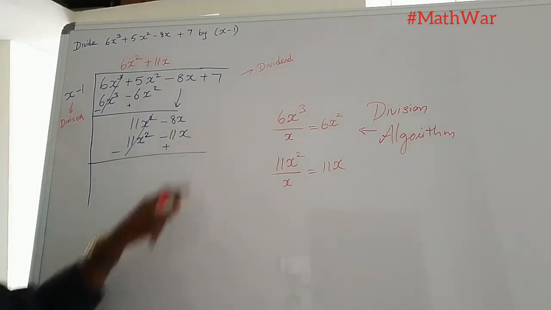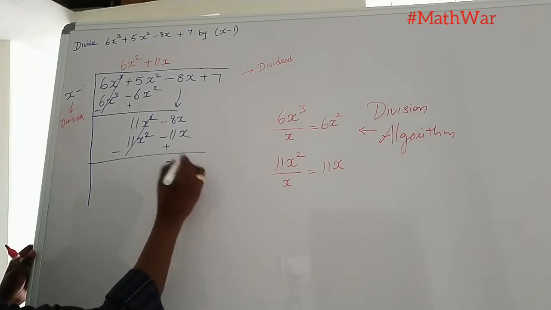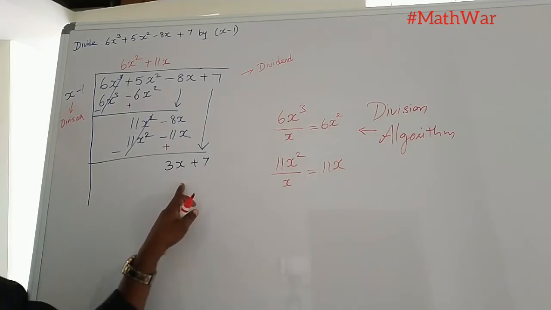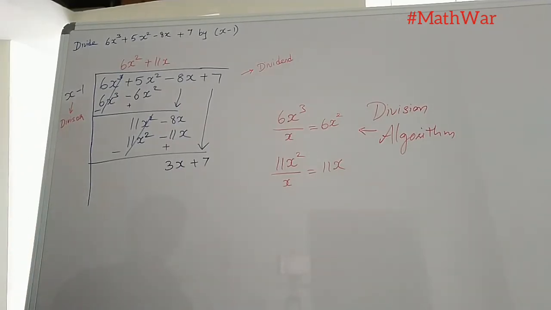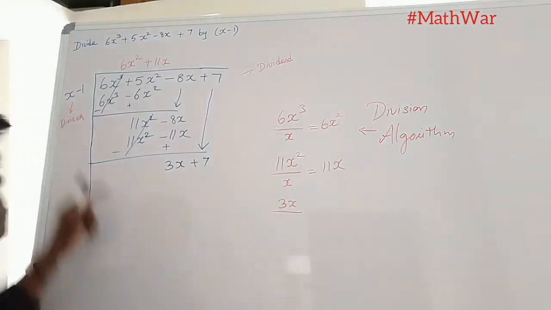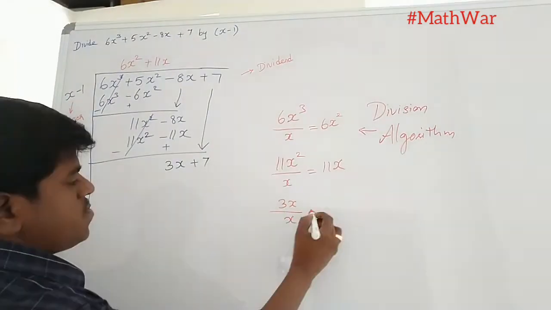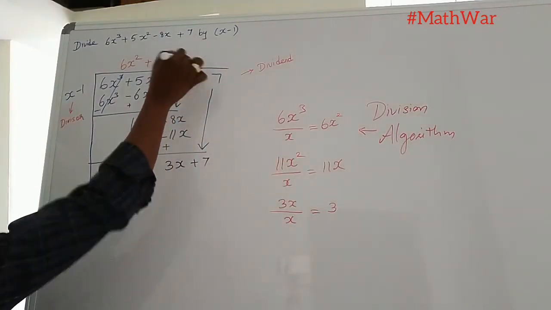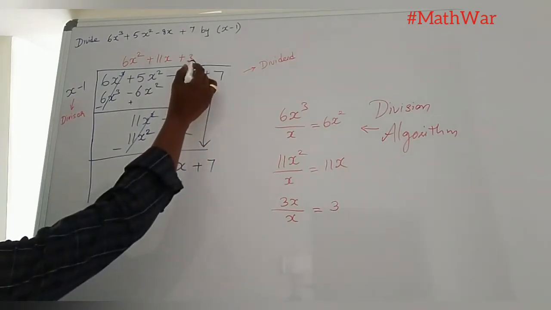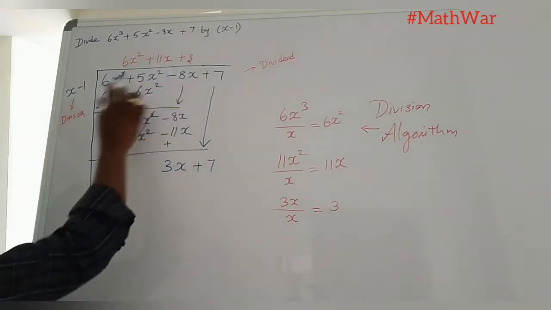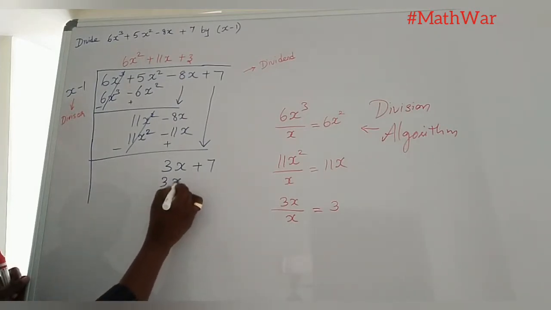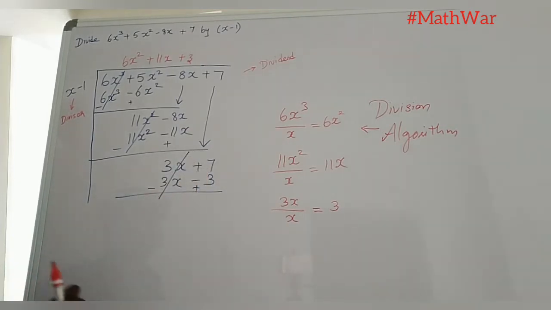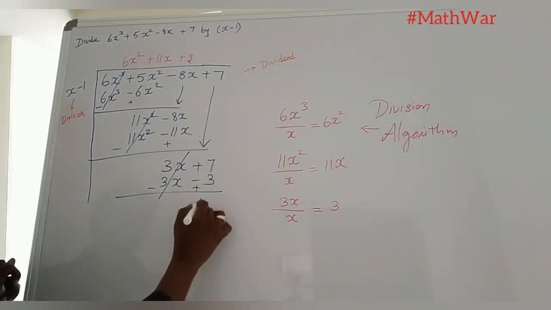Minus 8x plus 11x is nothing but plus 3x. And next we can bring down plus 7. So the same concept should be continued. The first term in this expression is 3x. So 3x divided by the first term in this binomial, x. 3x by x is nothing but 3. That should be written in the quotient. So plus 3. Now we should multiply this 3 along with x minus 1. If you multiply 3 and x minus 1, you will get 3x minus 3. Now you change the sign, 3x will get cancelled, plus 7 plus 3, the answer is 10.